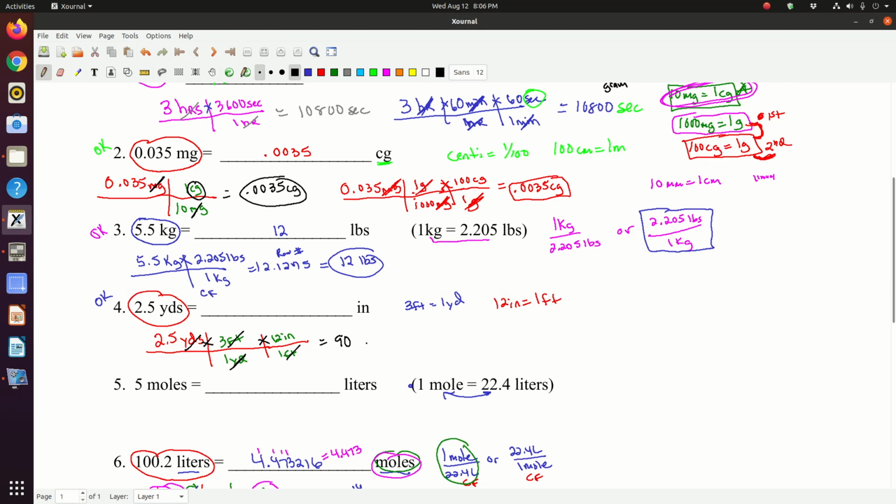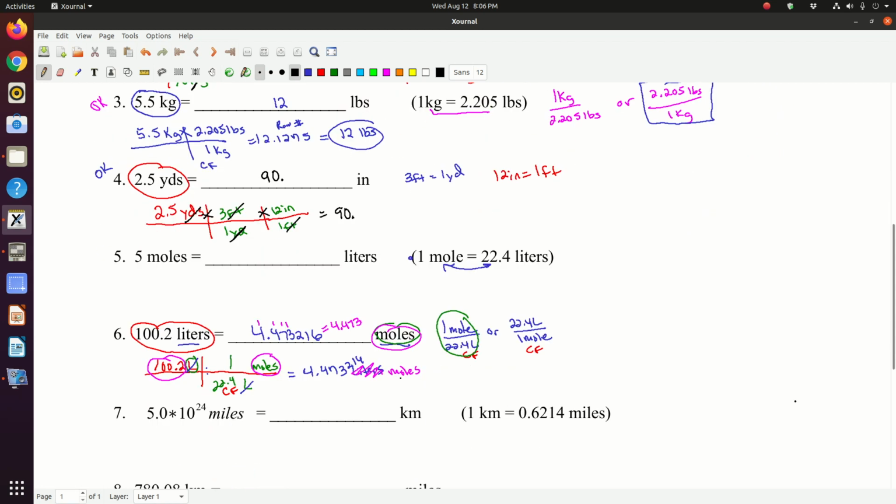And this is the raw number. It's not the right significant figure number, so I'm going to put a decimal there. The right sig fig number has a decimal, but we will learn about that in the next part of the chapter. So 90 inches. Okay, 5 moles. We've already worked with the liters before, so I'm going to let you do this one.